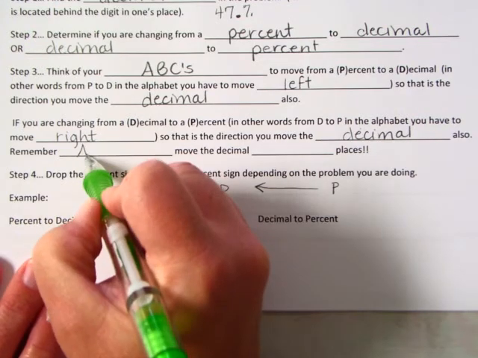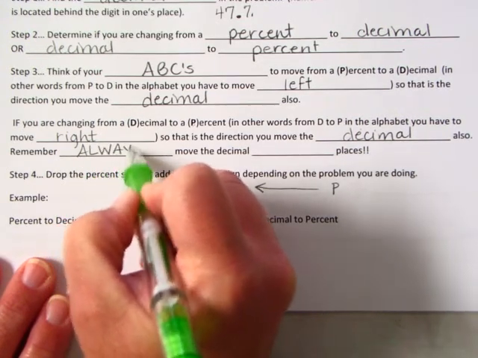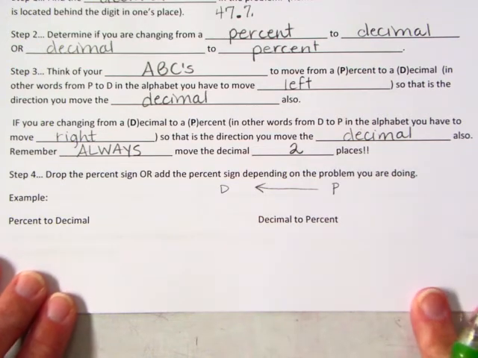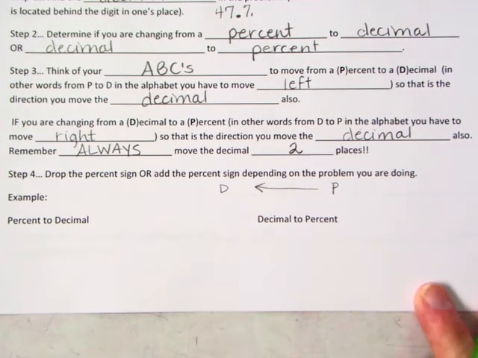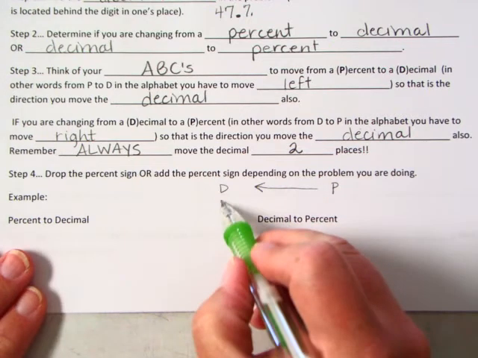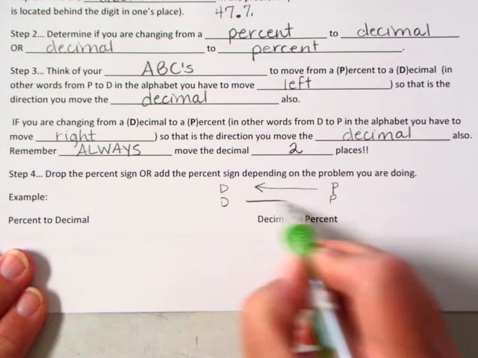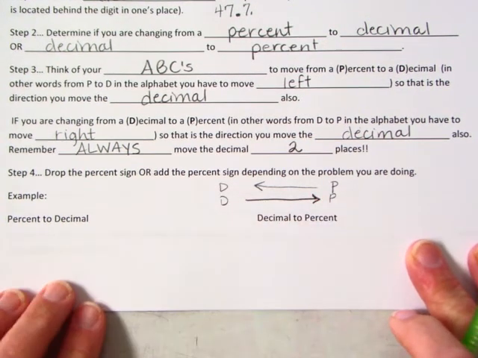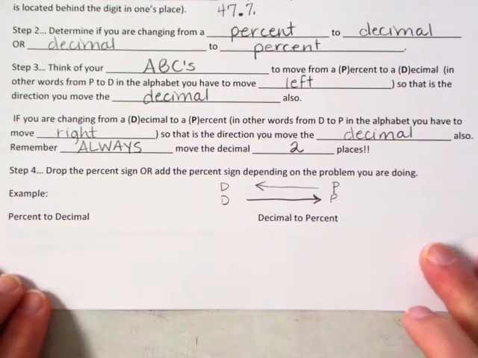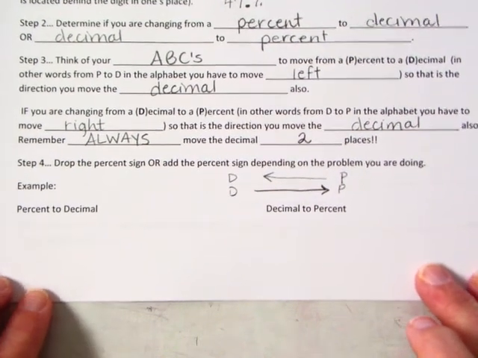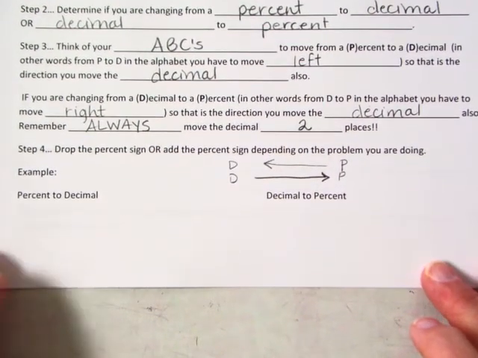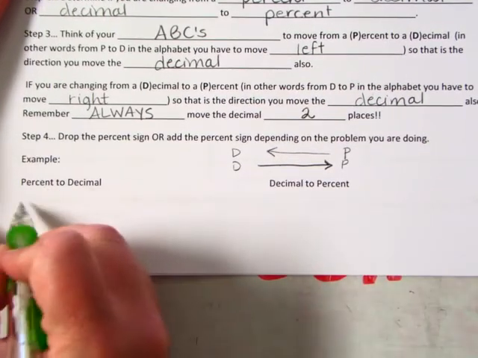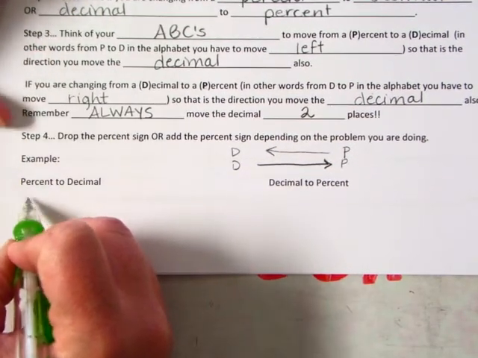Remember, always move the decimal 2 places. You're determining whether you're going left or right. D to P, you're going to the right. P to D, you're going to the left. Determine which way you're moving and then always move 2 places. All right, so an example: if you're moving from a percent to a decimal, let's say we have 78%.